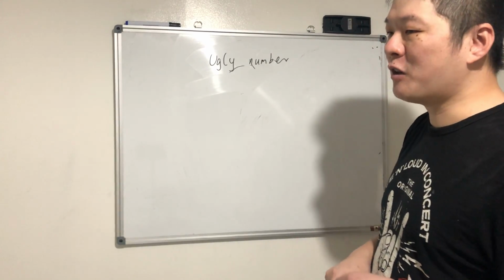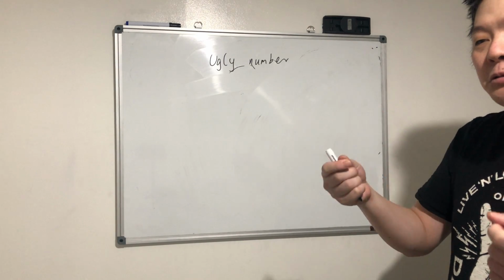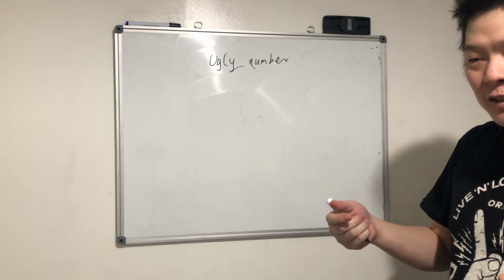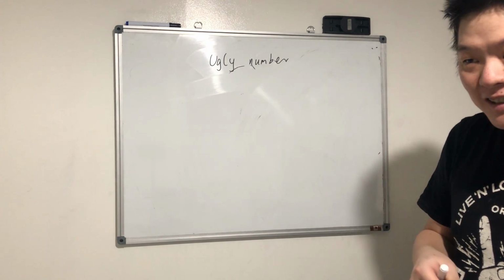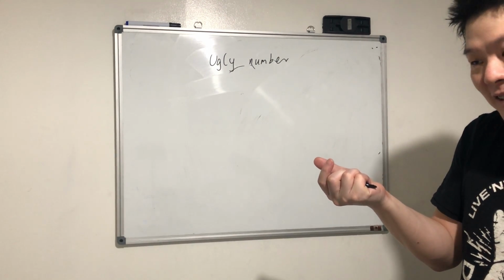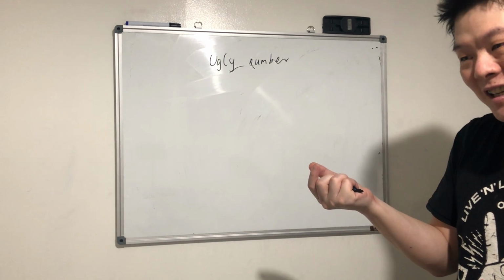Okay, that's fine. So how about we try to divide by 2, 3, and 5, right? As much as we can until we can't. And then if the remaining integer is 1, it's an ugly number, right? If it's not 1, it's not an ugly number, alright?